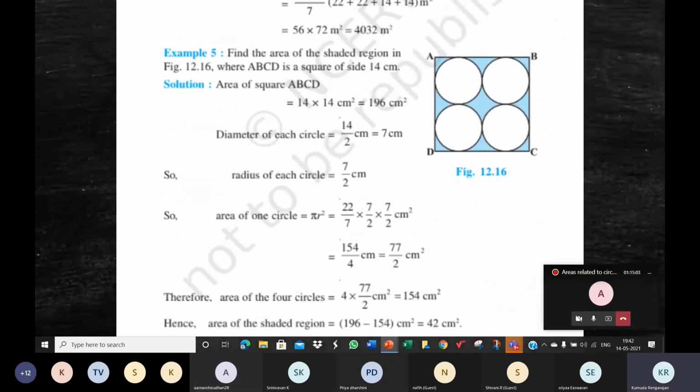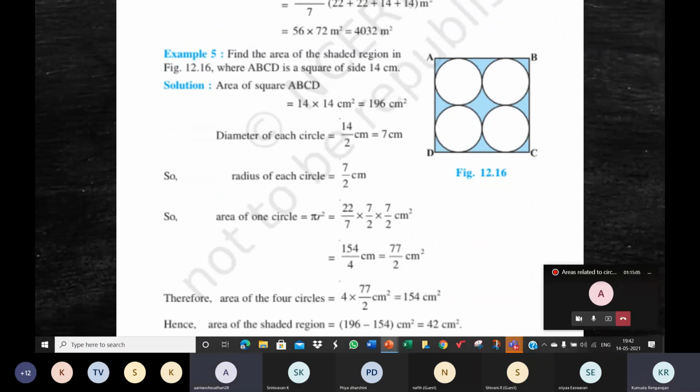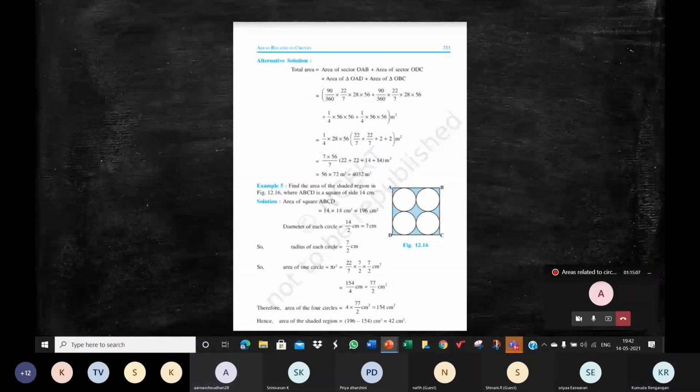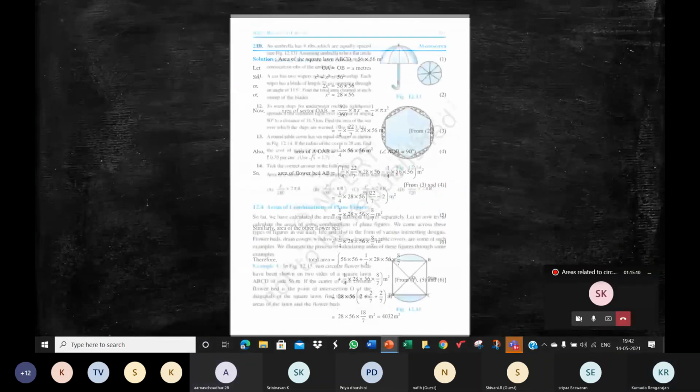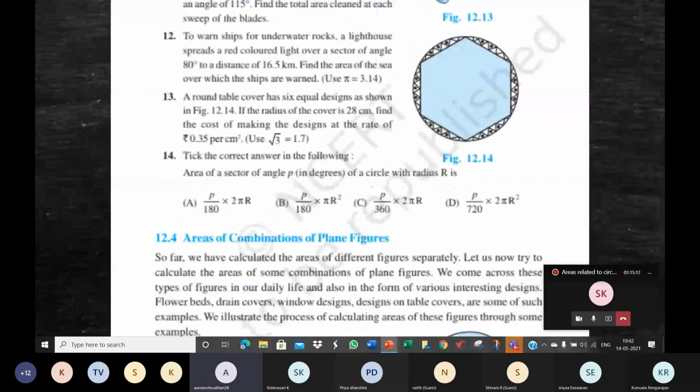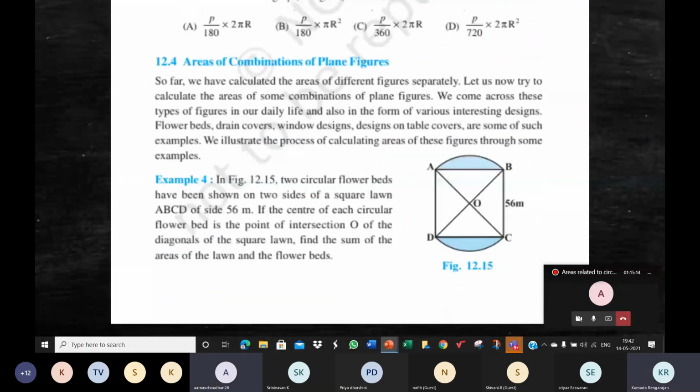Example 5, right? 4. Ma'am, here we can do like this: area of square ABCD plus area of 2 semicircles. No, they're not semicircles. These portions are not semicircles. This one is not a semicircle. Okay, fine. Let me answer that.